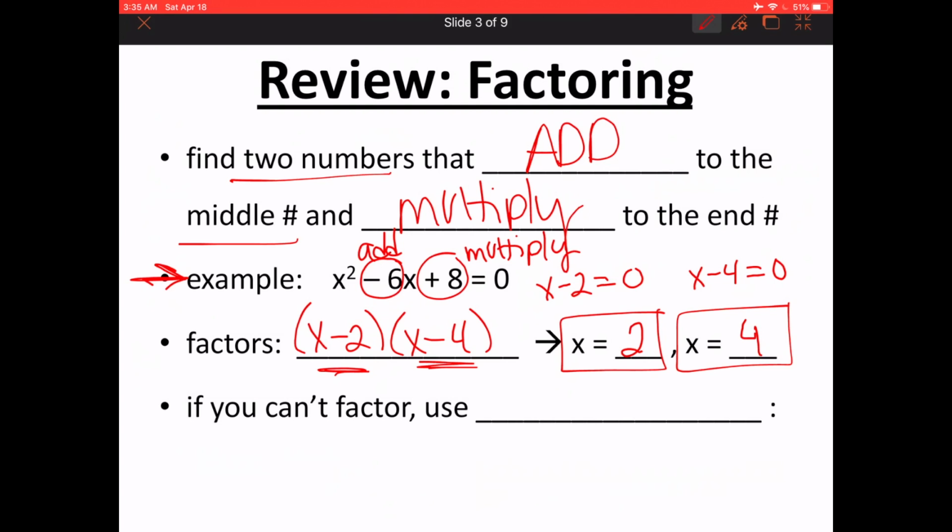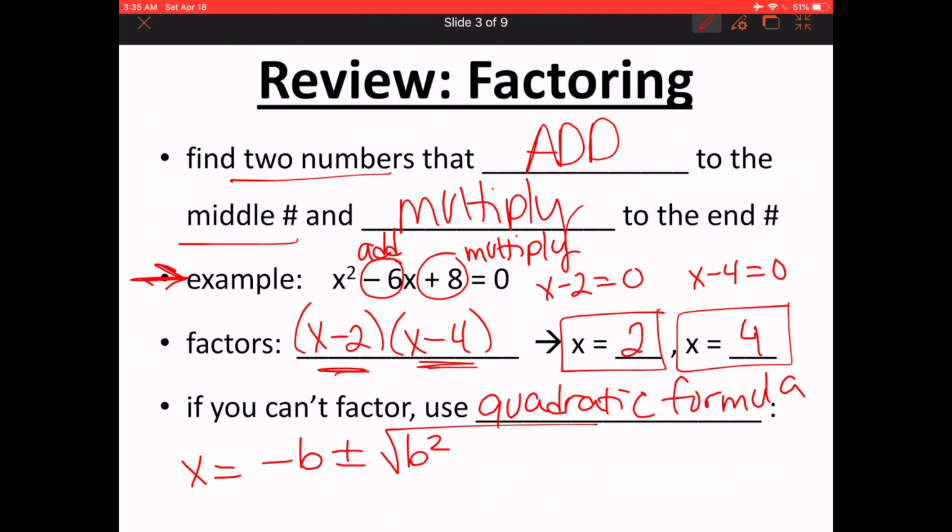Okay? Now keep in mind, if you can't factor, then you have to use the quadratic formula. We will be using that a few times today. And so remember our quadratic formula, -b plus or minus the square root of b squared minus 4ac, all over 2a. And you guys are pretty good at using that and just plugging in. So let's get into the first of our 3 examples.